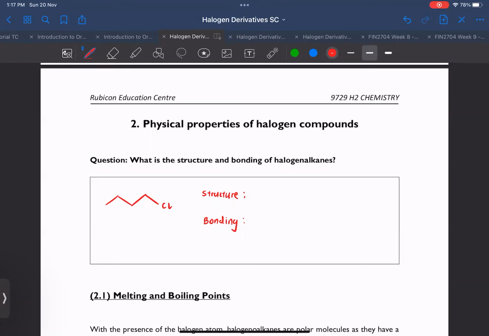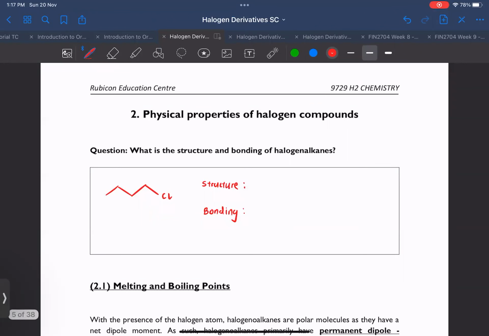Any guesses? What's the structure of a halogenoalkene? It's important. Anyone want to try? Simple molecular? Yes, correct. Just tell me simple molecular or simple covalent. Very important, because a lot of the time, if you want to make a smart guess, simple molecular will probably work. Most of our compounds in organic chem especially are simple molecules.